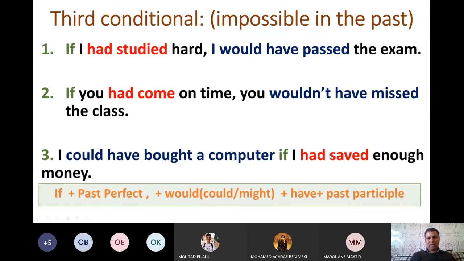So we use this again in the past to express regret or to hypothesize about what could have been different if the condition had been different. Like here, I didn't study. If I had studied, I would have passed, because I had failed.